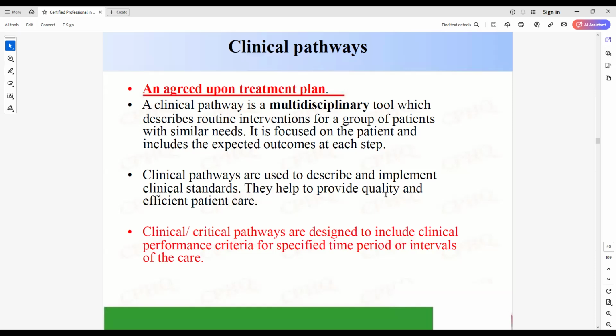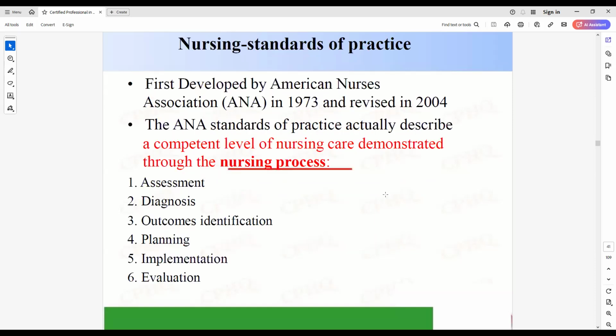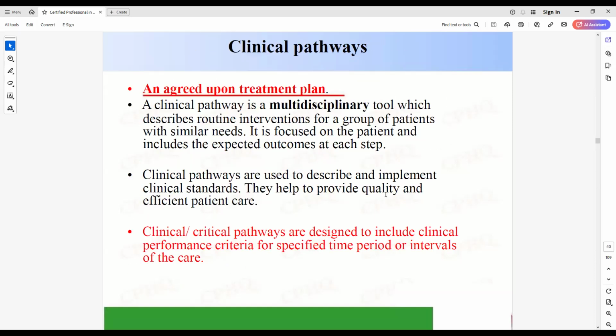Then based on the patient's condition, they said, okay, today you start walking. Tomorrow you're expected to walk this many feet. The day after you're expected to walk this many feet and then be discharged. So it clearly describes the patient journey and all the treatment plan elements in it. Any questions?